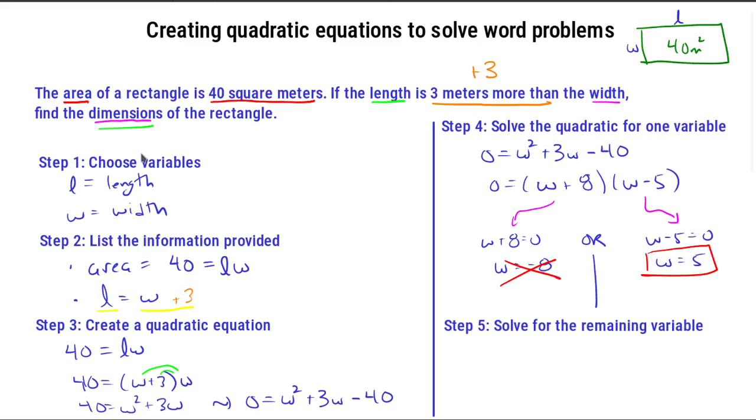All right, so we've got the width, that's one of the dimensions. And then the last step, we find the remaining dimension. So we know that L is W plus 3, coming from this equation here. And we know that W is equal to 5, so L is 5 plus 3. That gives us 8 meters. So length is 8 meters, width is 5 meters. And if you multiply 5 times 8, you do get 40 square meters. So that checks out.